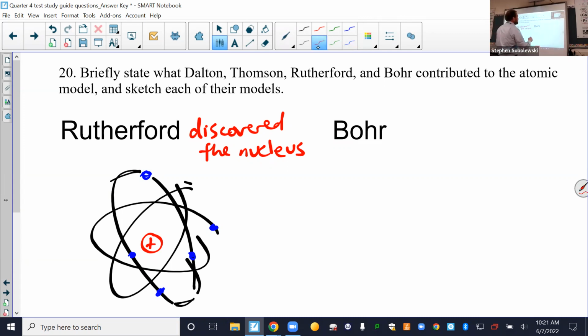The Bohr model was essentially looking at where the electrons were. So we have the positive charge in the middle. There's your nucleus. And what Bohr contributed was, we'll call them rings of electrons.